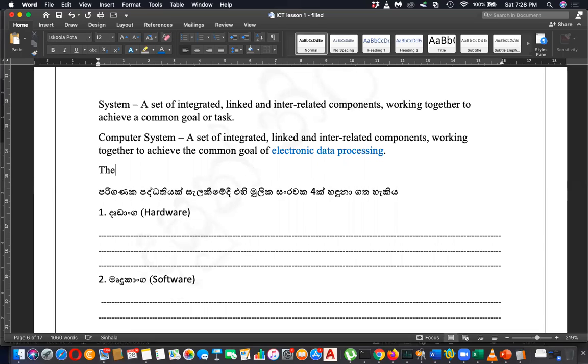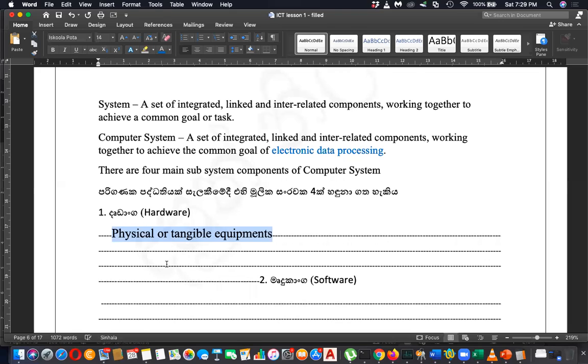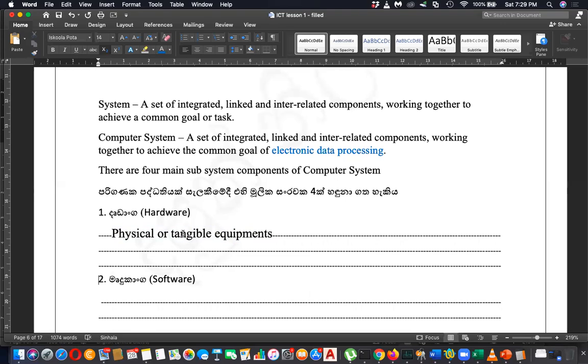Okay, there are 4 main subsystem components of computer system. The first one is hardware. Hardware is physical or tangible equipments. Physical or tangible equipments we call hardware. Then software.